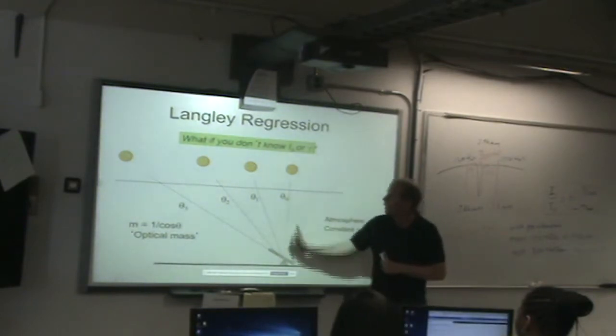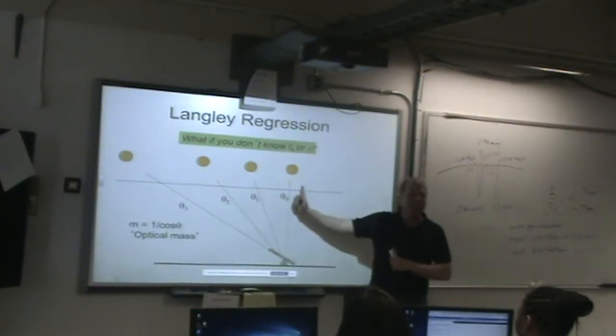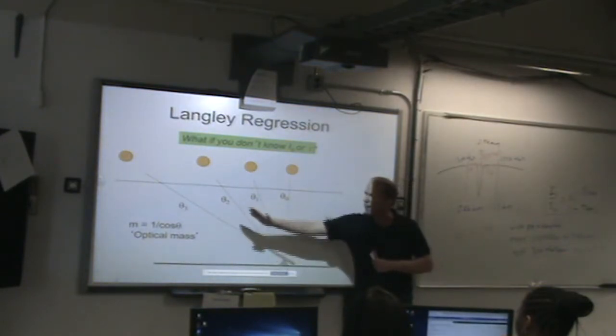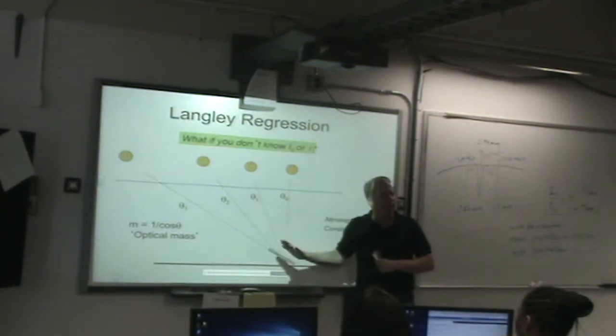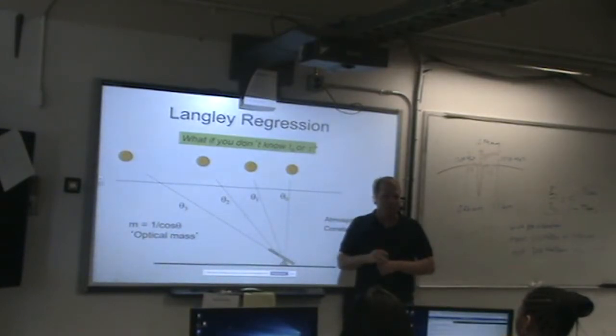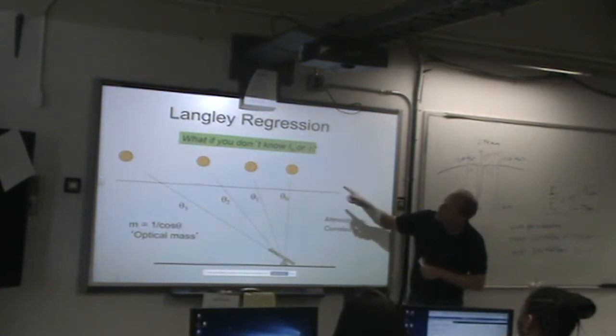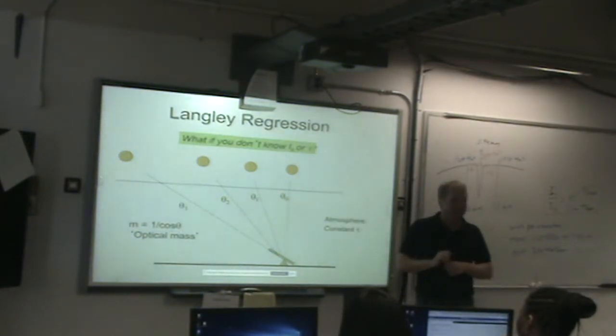The idea is if you're looking up directly, you're looking at an optical mass of 1. If you go to 60 degrees, you actually have to go through twice as much atmosphere, an optical mass of 2, and so on. Okay? Does that make sense? We're going to assume the atmosphere has a constant optical depth. And of course, we're going to assume the sun has a constant intensity.